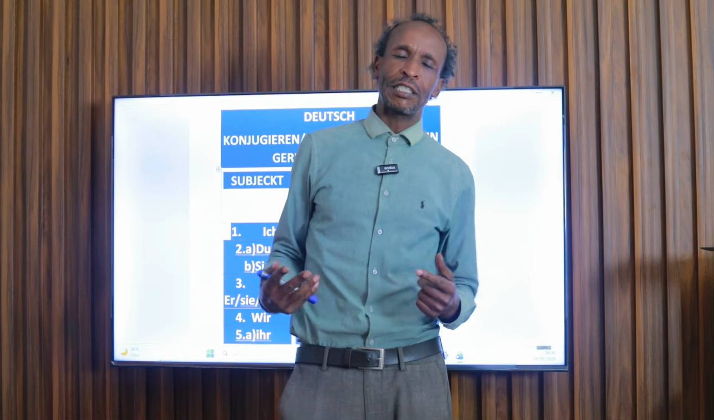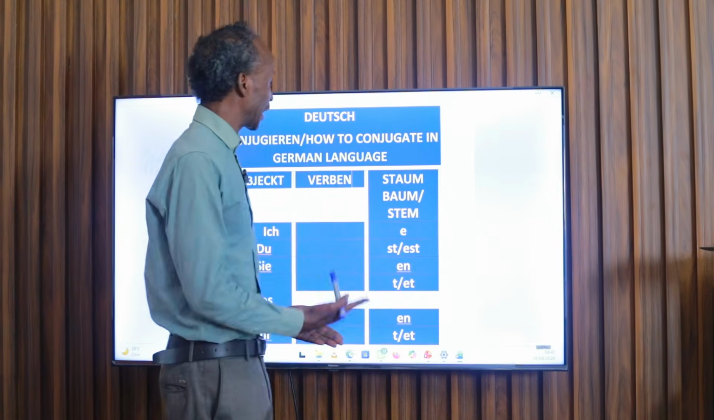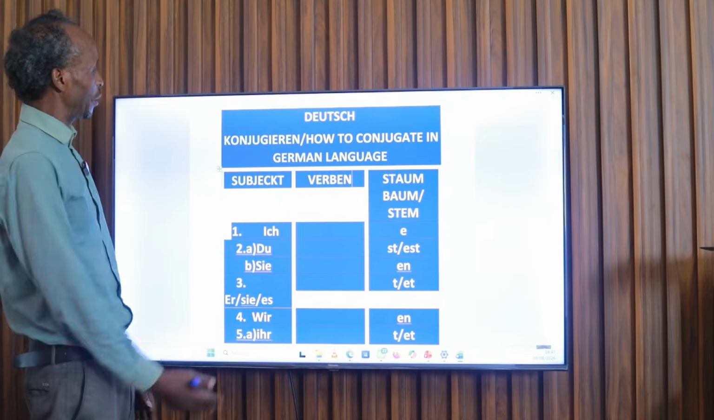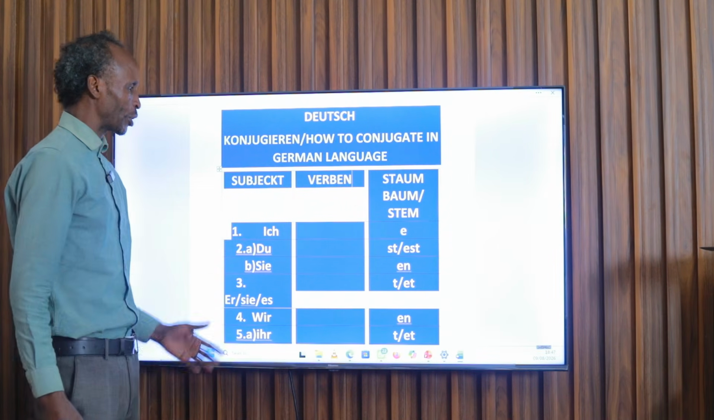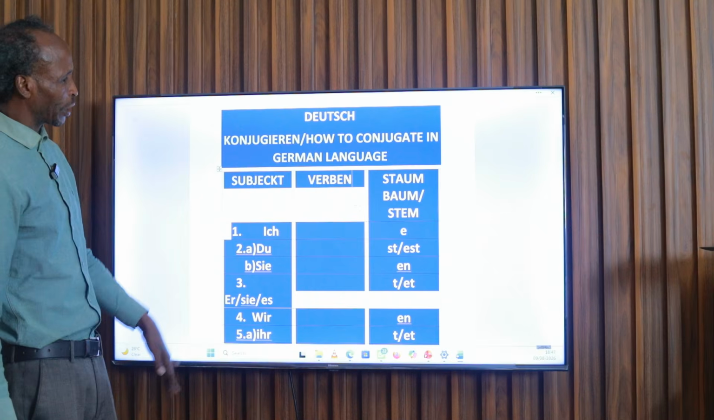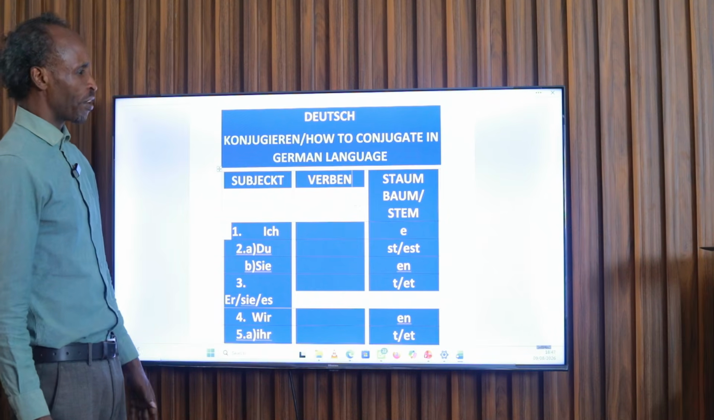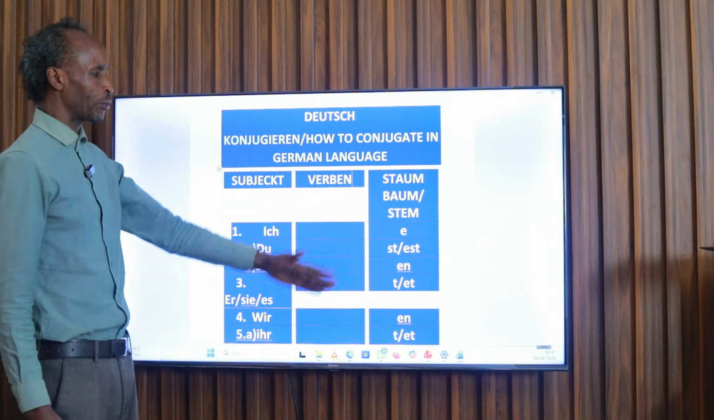To begin with, I'll mix the languages a bit, some English, and also maybe use some bit of Kinyarwanda for my audience and my people to understand better. So once I start the lesson, the topic says konjugieren, how to conjugate in the German language. In the first place, we have what we call the subject. We have the verbs, which we call Verben. We have the Stamm, which we call stems.